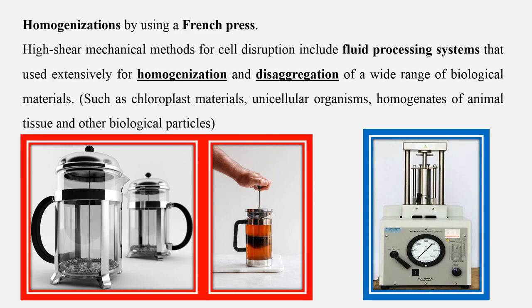while picture on the right show a typical French press that used to lysis the microorganisms, is widely used to lysis the bacterial cell and yeast. It's easy and fast. It can lysis the cell for 1 liter of bacterial culture in 5 or 10 minutes. So it's widely used in the laboratory.